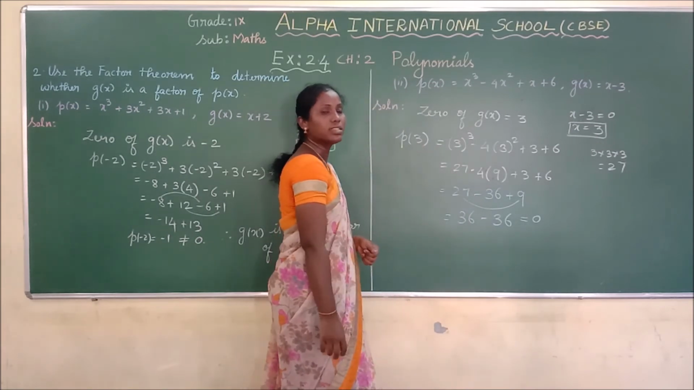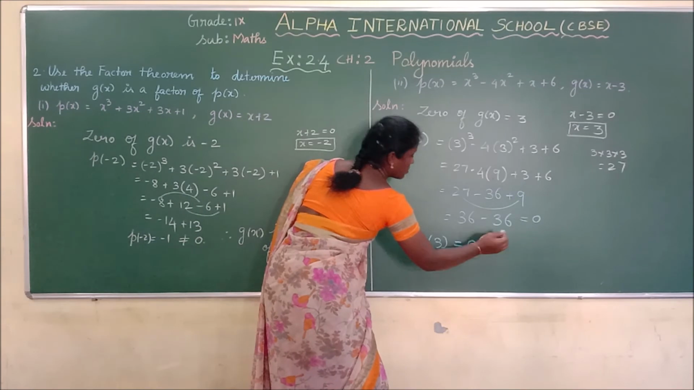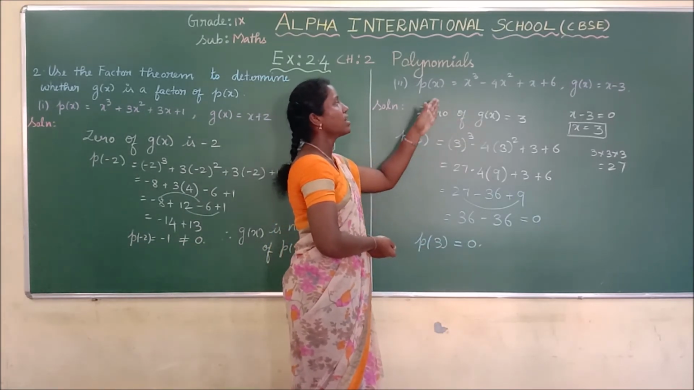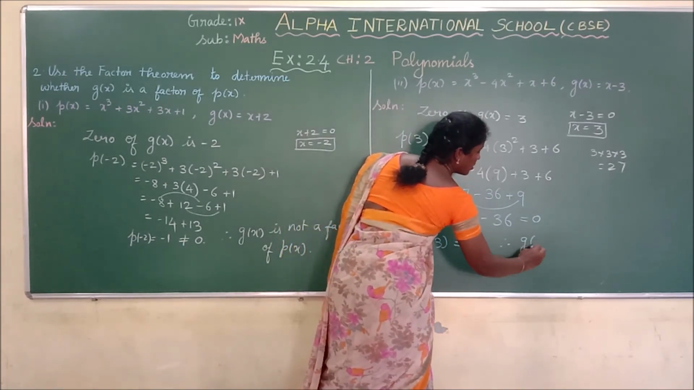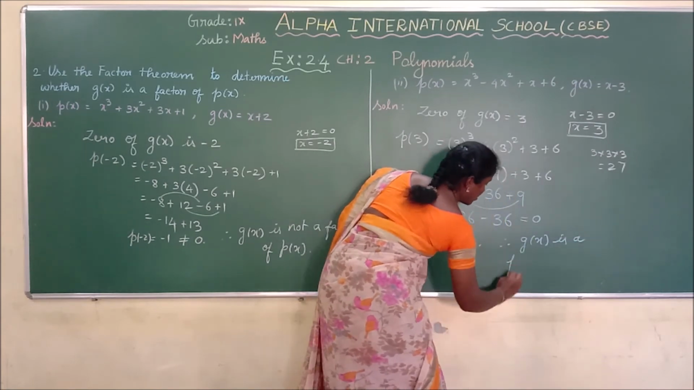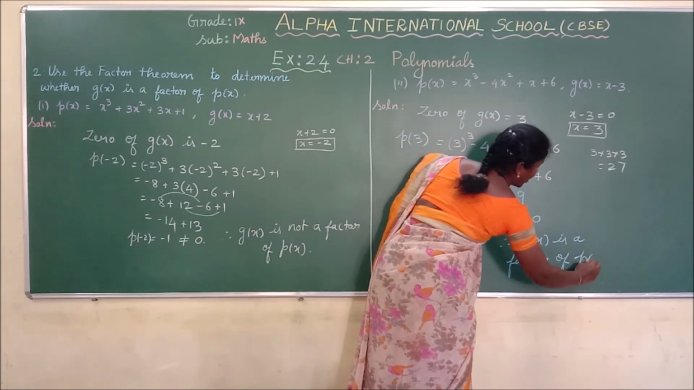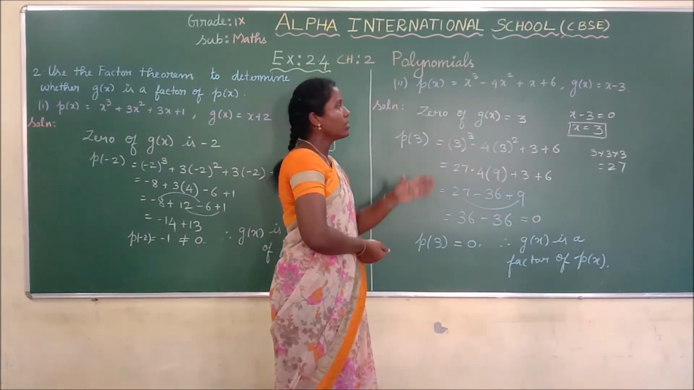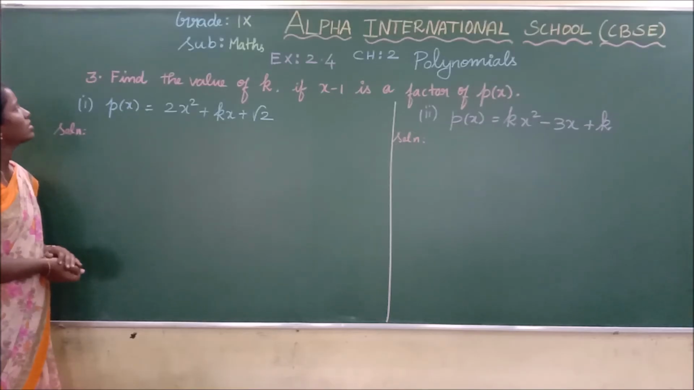Yes, we got the remainder 0. So we got here p of 3 equal to 0. So what we can say here is that g of x is a factor of p of x. You can write: therefore g of x is a factor of p of x. In this way you can determine whether g of x is a factor of p of x or not. See the third problem.